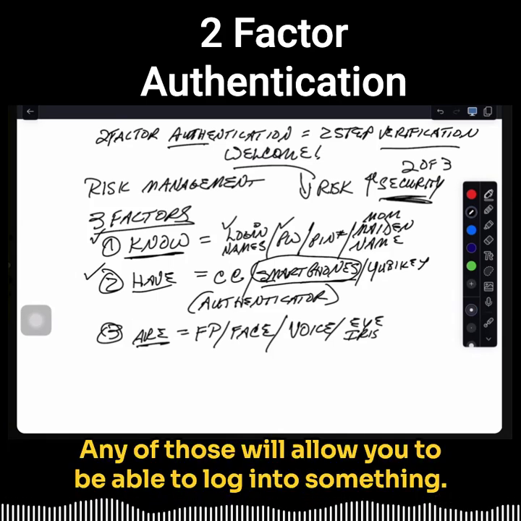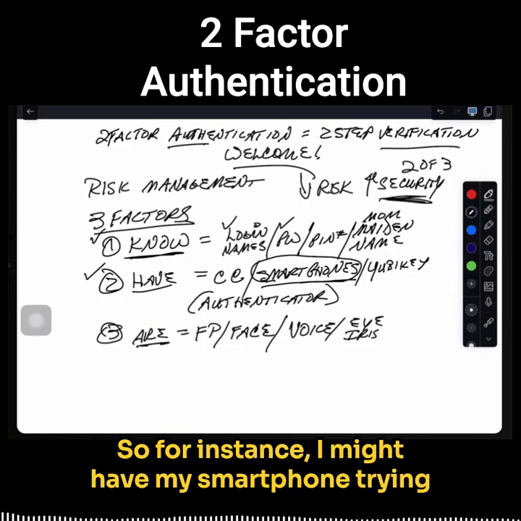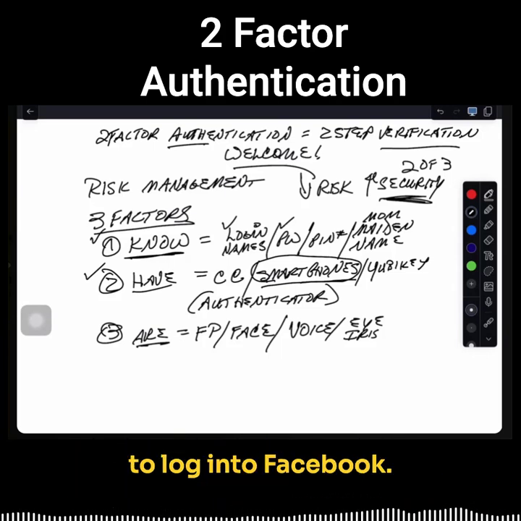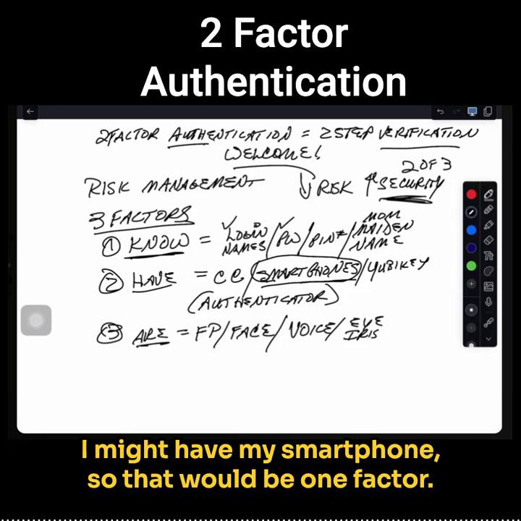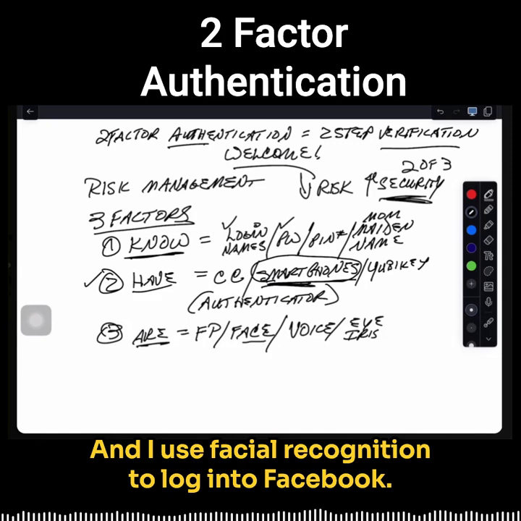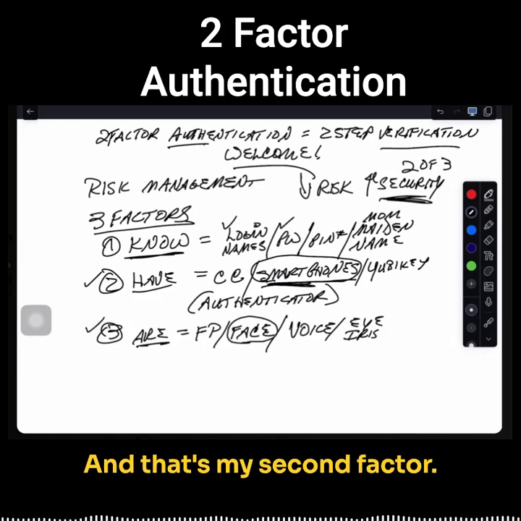Any of those will allow you to log into something. So for instance, I might have my smartphone trying to log into Facebook. So let's just erase these other two check marks here, okay? I might have my smartphone, so that would be one factor, and I use facial recognition to log into Facebook, and that's my second factor.